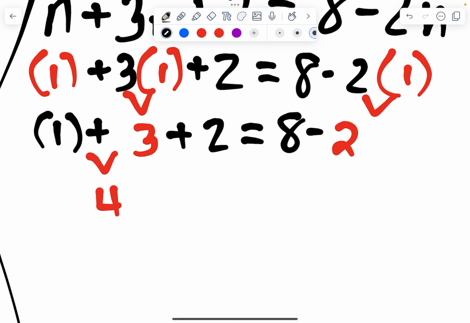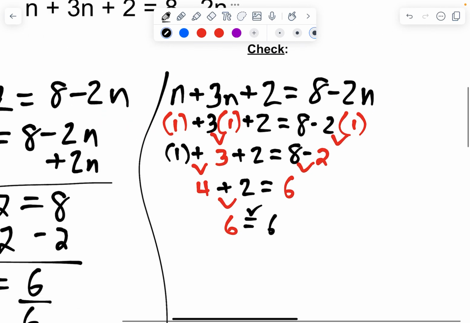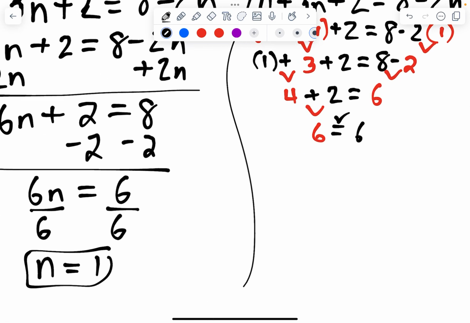Now add and subtract from left to right. So I get 4 plus 2. If you want to subtract on the other side, you may, because it's like a separate problem. And then 4 plus 2 is 6. And that equals 6, so it works. And my answer is n equals 1.